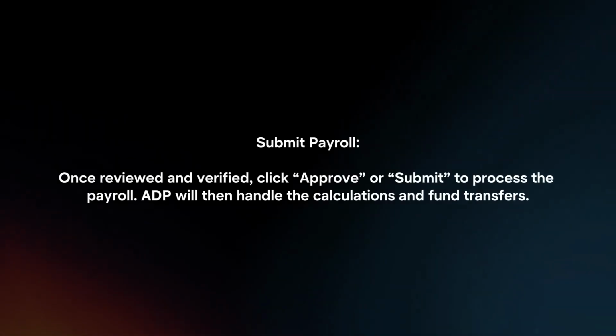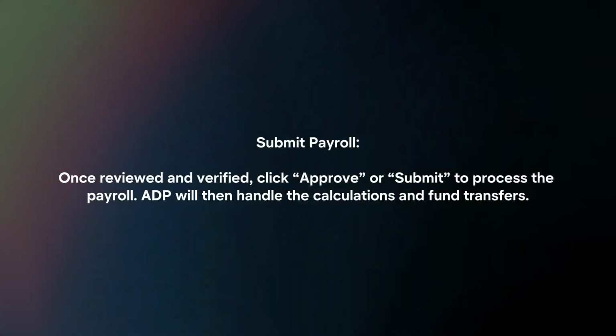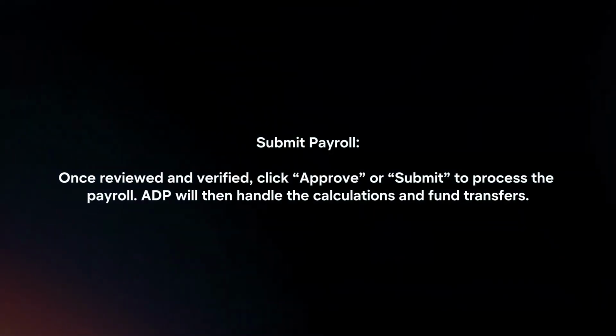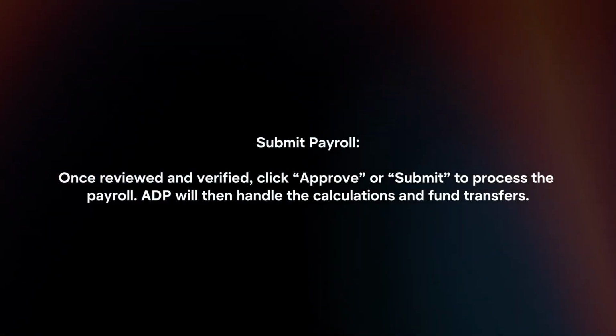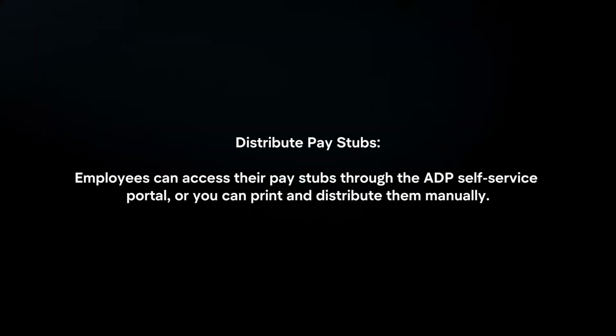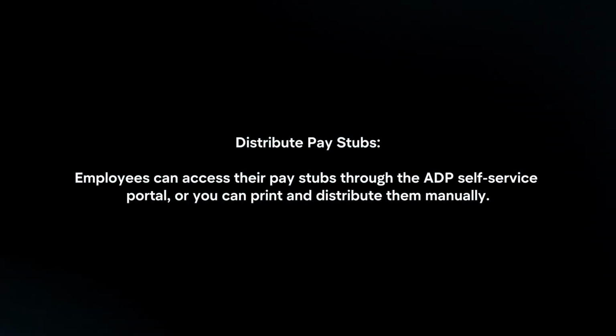Submit payroll. Once reviewed and verified, click Approve or Submit to process the payroll. ADP will then handle the calculations and fund transfers. Distribute pay stubs. Employees can access their pay stubs through the ADP self-service portal, or you can print and distribute them manually.